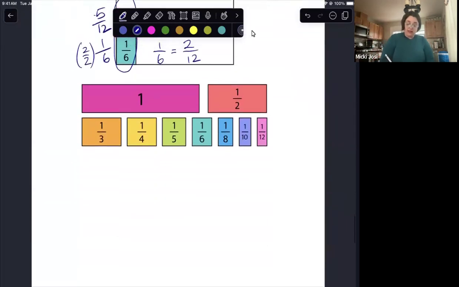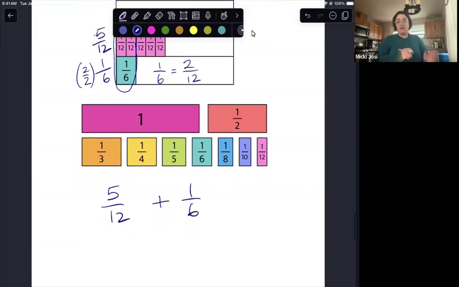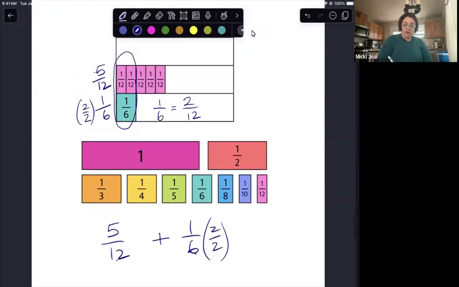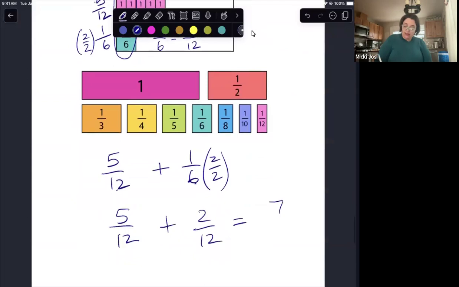Okay, so if I say I'm adding 5/12 plus 1/6, instead of doing that multiply across, okay, we can recognize that 6 is a factor of 12. So actually the greatest common factor between 6 and 12 is 6. But that means that 12 is also a multiple of 6. So if I multiply by 2 over 2, getting that equivalent fraction from our strips, we have 5/12 plus 2/12. And if we add that together, because we have common denominator, we get 7/12.